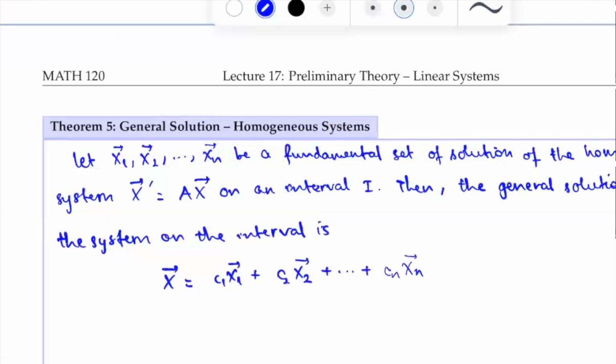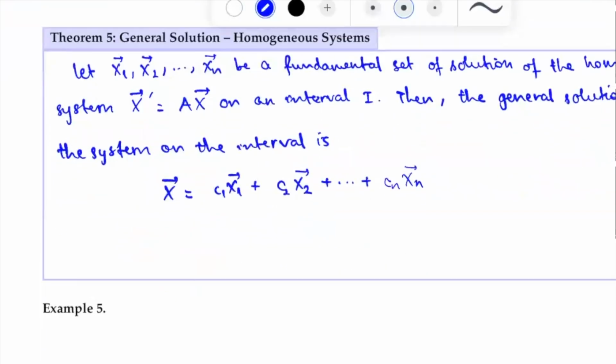Right, so this particular formula you have seen before already. Assume that you have some solutions, x1, x2 up to xn, and they are linearly independent. And therefore, the general solution is just a linear combination of all of the solution vectors, where c1, c2 up to cn are arbitrary constants.